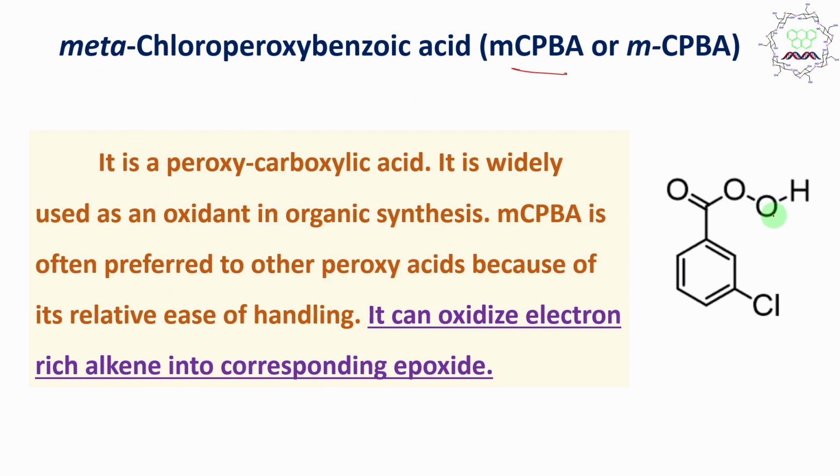Why perbenzoic acid? Because there is actually a peroxy linkage. So this is a peroxycarboxylic acid and it is widely used as an oxidant in organic synthesis. Why is this acting as an oxidant? Because these two oxygens are in the -1 oxidation state, which is the intermediate oxidation state of oxygen, and generally peroxide shows oxidizing behavior. That's why it oxidizes others. So it can oxidize electron-rich alkene.